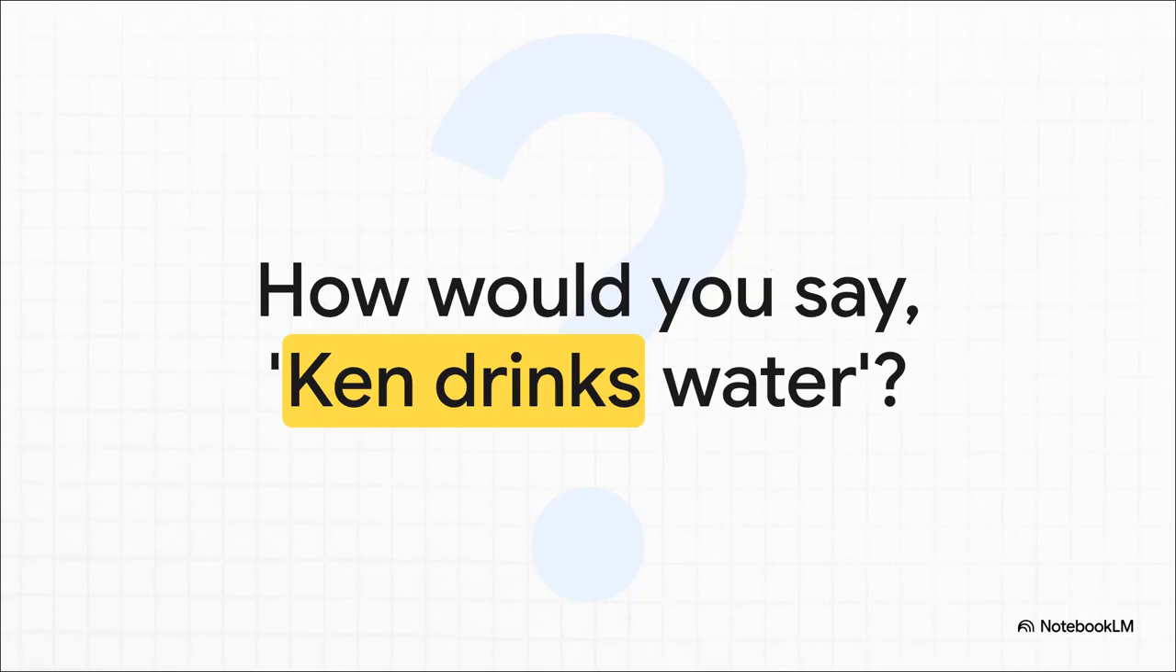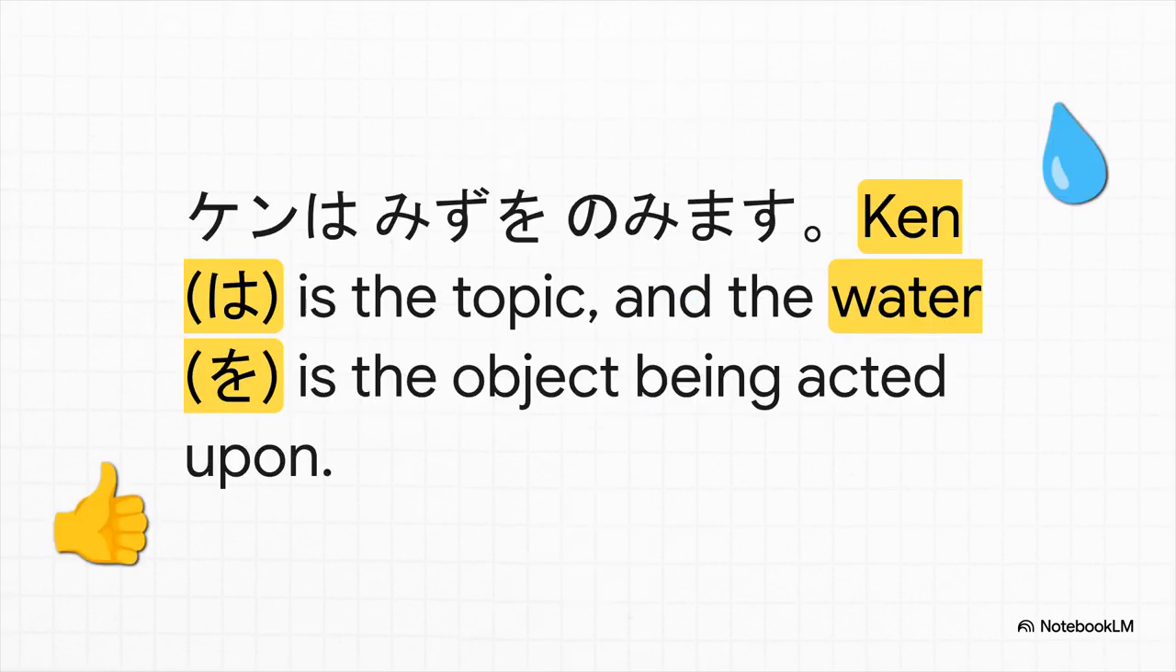All right, here's your first challenge. The words you need are Ken, water, which is mizu, and drinks, which is nomimasu. So think about it. Who's the topic here? And what's the target of the action? How do you put those pieces together? And there's your answer. Ken wa mizu o nomimasu. Ken is our topic, so he gets the wa spotlight. The water is the target of the drinking, so it gets marked with o. See? It makes perfect sense.